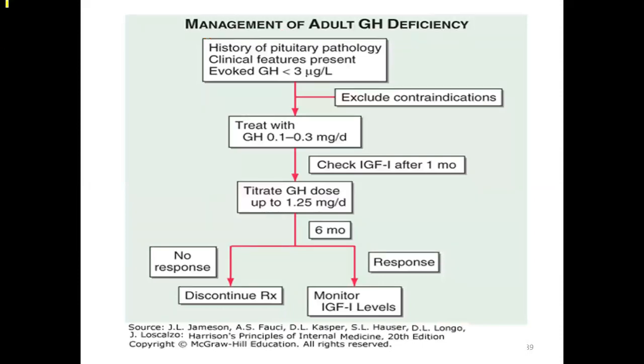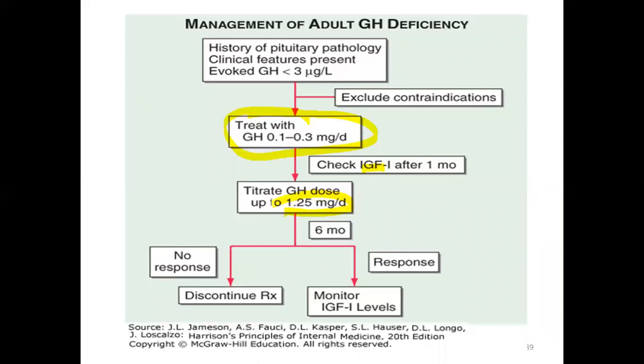So in summary, how do we treat growth hormone deficiency in adults? Mostly this is the recommended dose when a patient has growth hormone deficiency in adults: 0.1 to 0.3 milligram per deciliter. Then after 1 month of treatment, we have to check the insulin-like growth factor 1 in the serum. Then we titrate the dose upwards up to 1.25 milligram per day. Then 6 months later, we have to check the response.